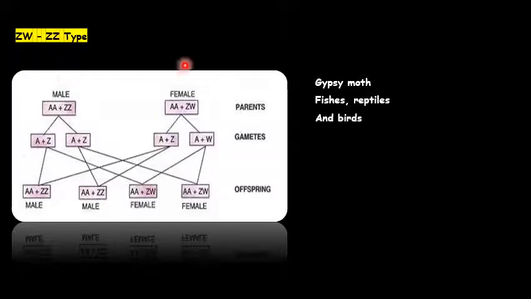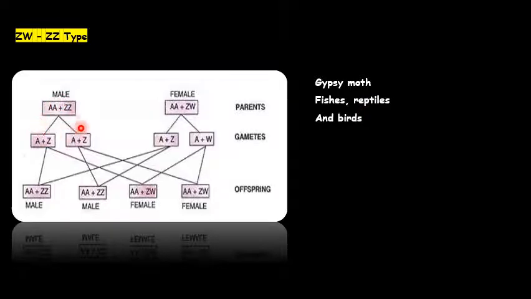Since we are learning with heterogametic females, which means females will produce dissimilar gametes, you can clearly see here the female contains Z and W, while the male contains the same type of chromosome, Z and Z, right? So here males are homogametic while females are heterogametic. This type of sex determination is found in gypsy moth, fishes, reptiles and birds.